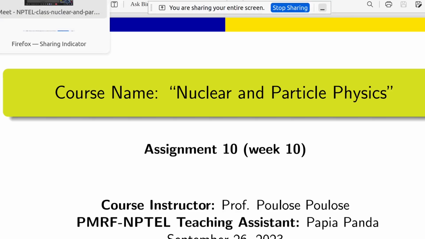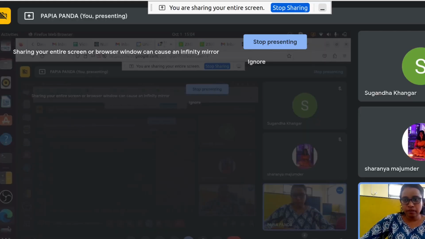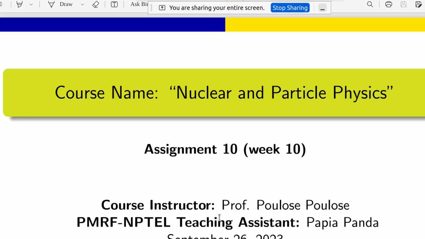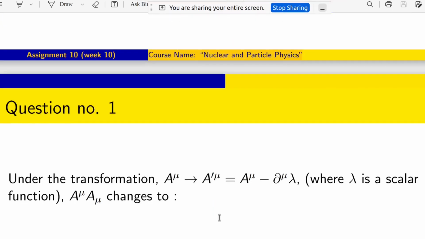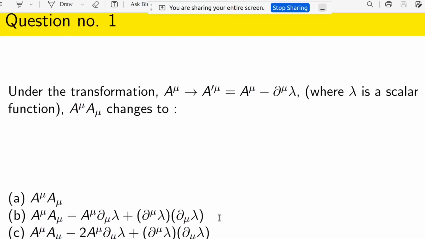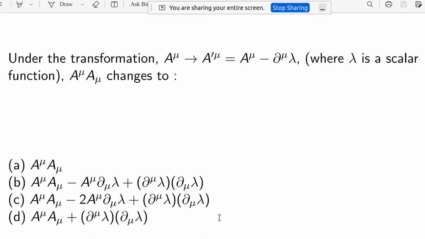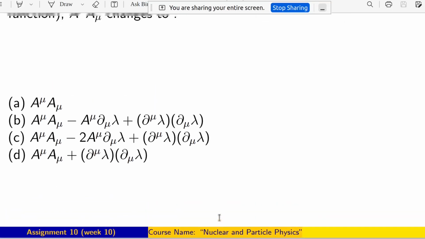Okay, fine. So today we will talk about the assignment 10, week 10, previous year question papers, I mean the previous year assignments. So this is the first question. Under the transformation, A mu goes to A mu prime, which is A mu prime equals A mu minus del mu lambda, where lambda is a scalar function. A mu changes to which one? Okay, so this is the first question, and we will write that one.